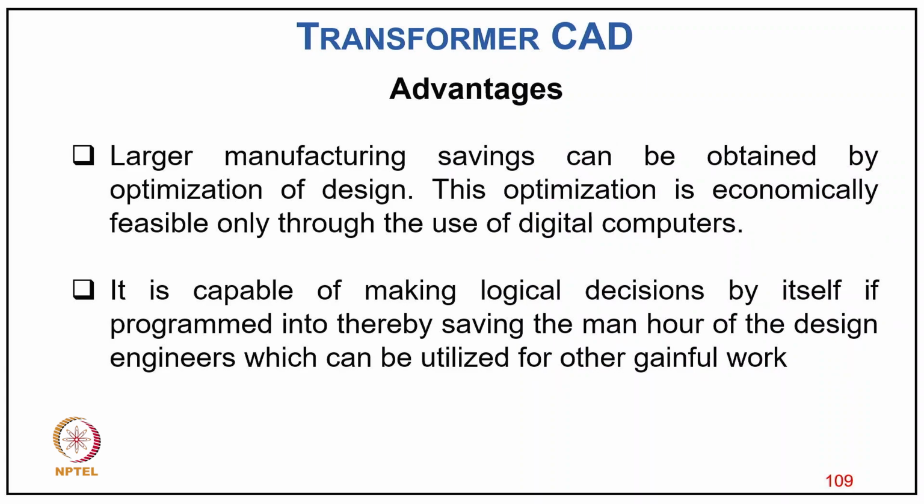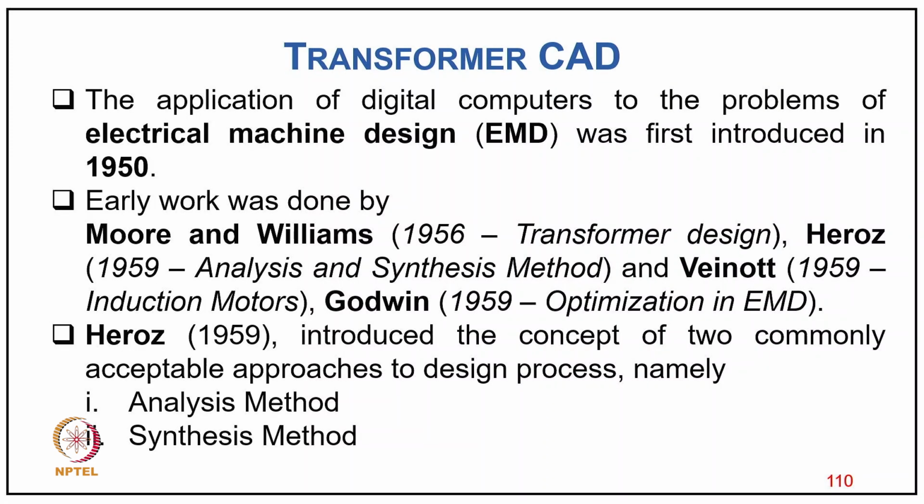Larger manufacturing savings can be obtained by optimization of design. This optimization is economically feasible only through the use of the digital computer. It is capable of making logical decisions by itself with the program, thereby saving the man hours of design engineers, which can be utilized for other gainful work. The application of the digital computer to the problems of electrical machine design was first introduced in 1950. Early work was done by Murray and Williams in 1956 on transformer design, Rhodes in 1959 on analysis and synthesis methods, Wiener in 1959 on induction motors, and Goldwyn and others in 1959 on optimization in electromagnetic design.